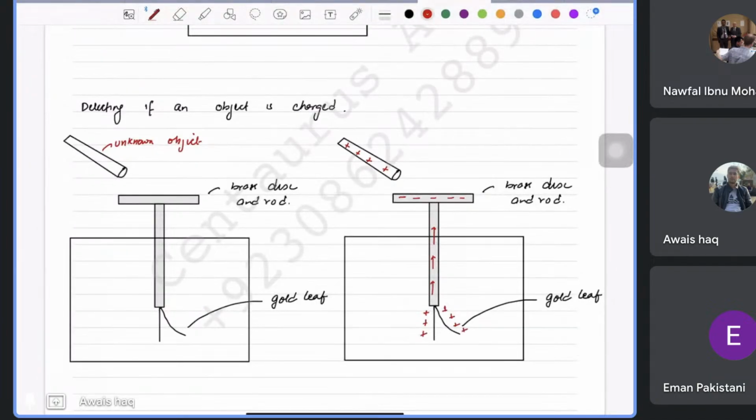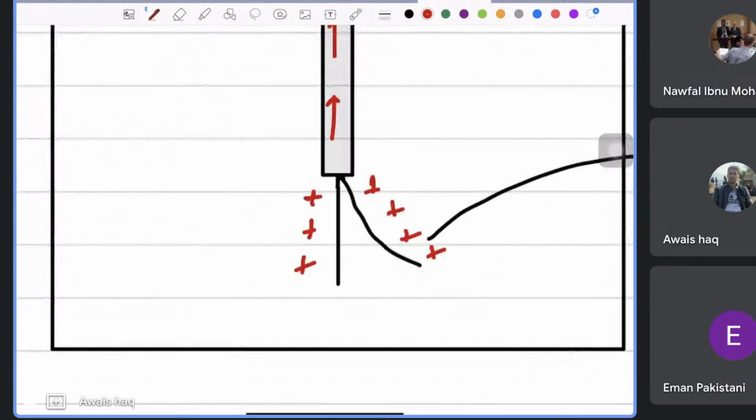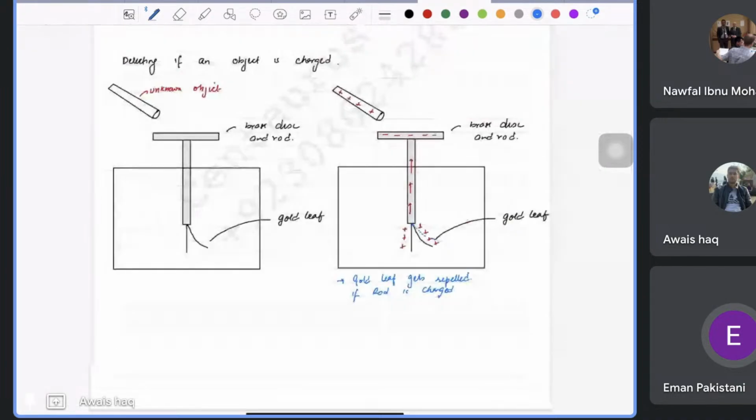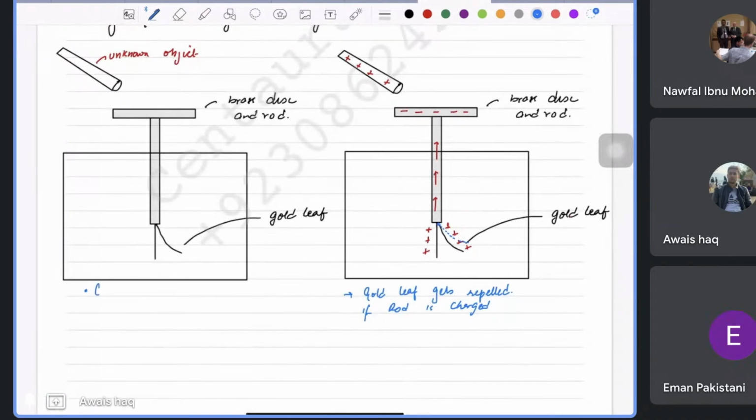Do you guys understand this? Now what will happen is that this gold leaf is gonna get repelled, because there is positive gathered on both sides. Do you guys understand that? Yes. So the gold leaf gets repelled if the rod is charged, and if the rod was not charged, the gold leaf will not move. So this is pretty easy to check if something is charged or not. As simple as that.